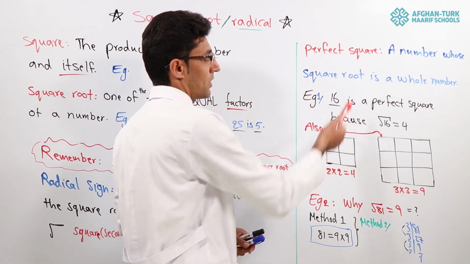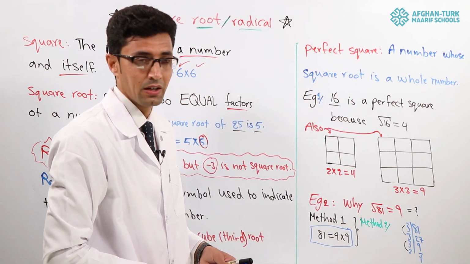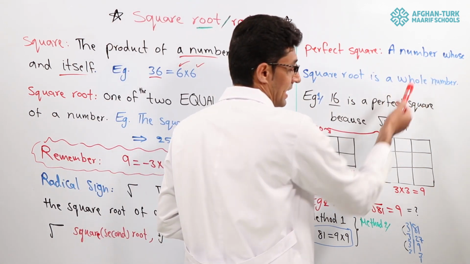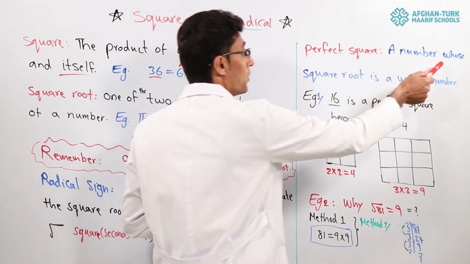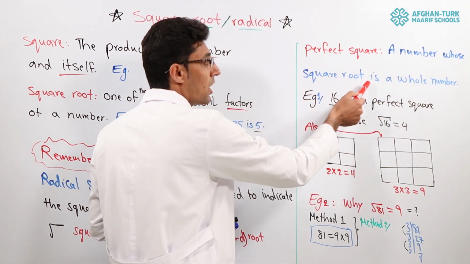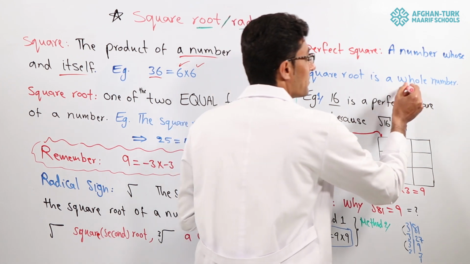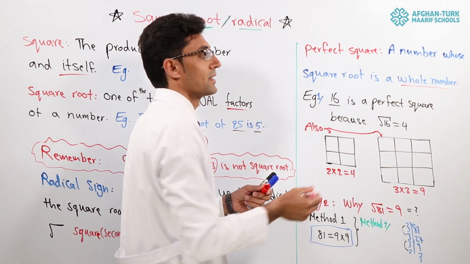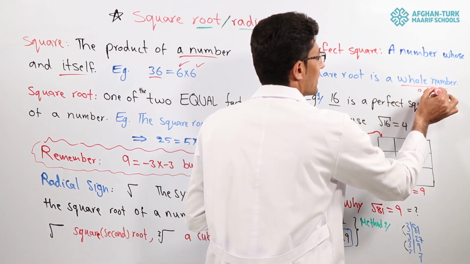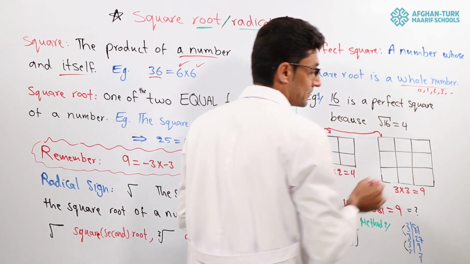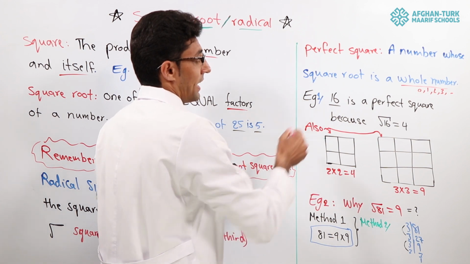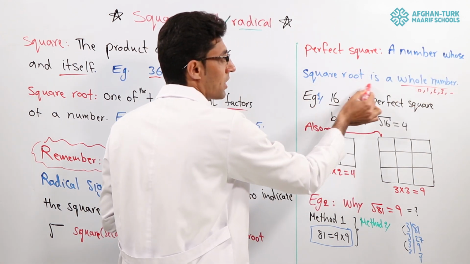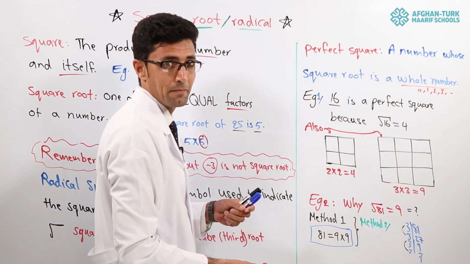Perfect square. A perfect square is a number whose square root is a whole number. What are whole numbers? 0, 1, 2, 3, and so on. A number whose square root is a whole number.